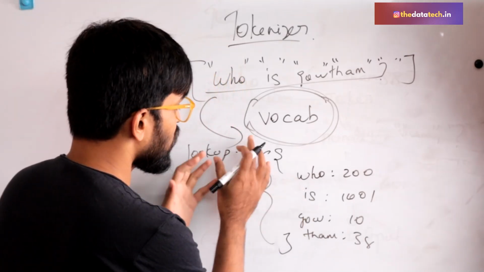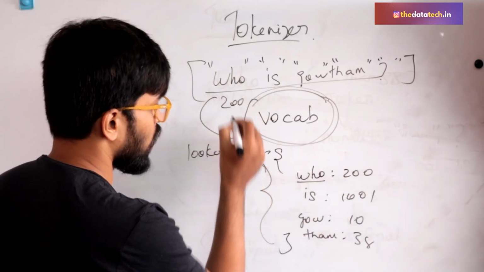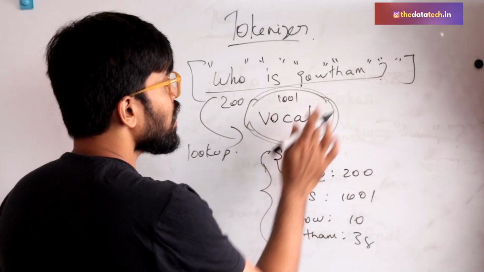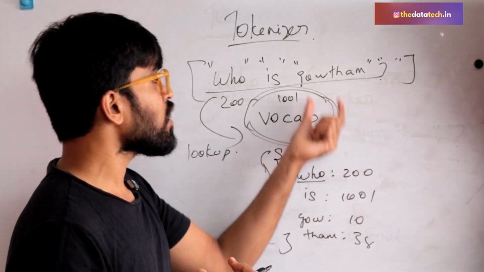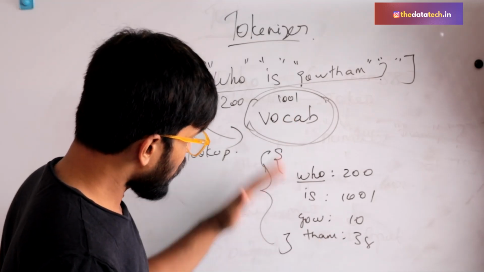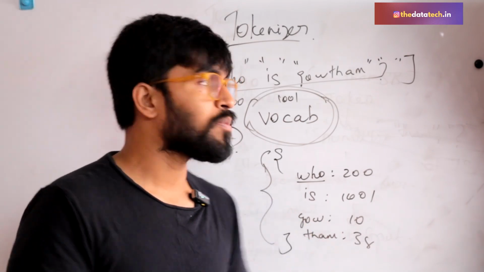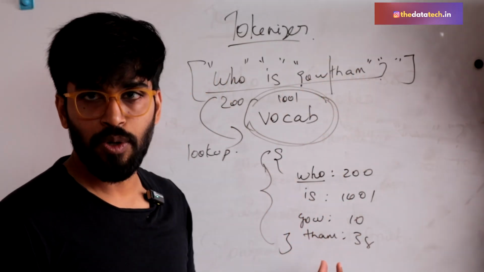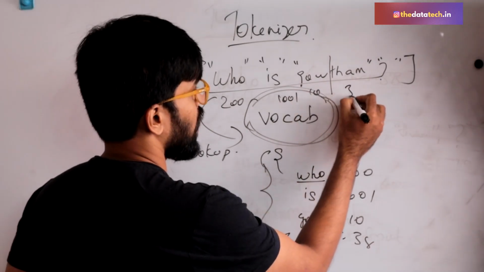So "who": it checks the vocab and we have "who", 200, so it assigns 200. And then "is", it's already there, 1001. And then even before splitting Gautam into Gau and Tam, it checks whether Gautam is present in the vocabulary. In the vocab dictionary, there is no Gautam. So what it does now is check the next possibility by splitting this into two. Do we have Gau here? Yes, we do. And do we have Tam here? Yes, we have. And it assigns numbers like 10 and 38.